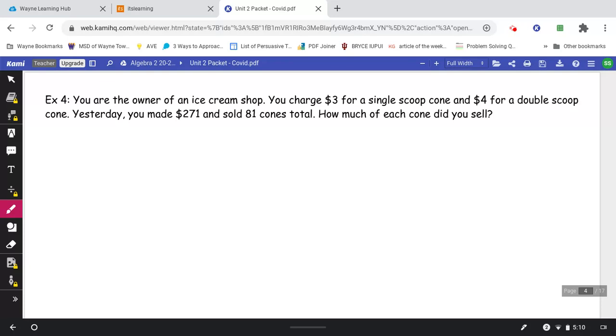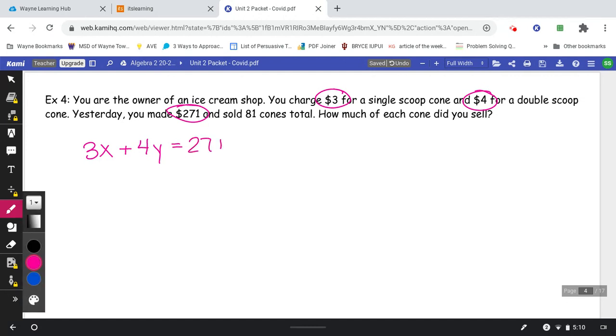So we're going to start by collecting all of the like things. So we've got money here, and money here. We're going to write that as one equation, 3x plus 4y equals 271.